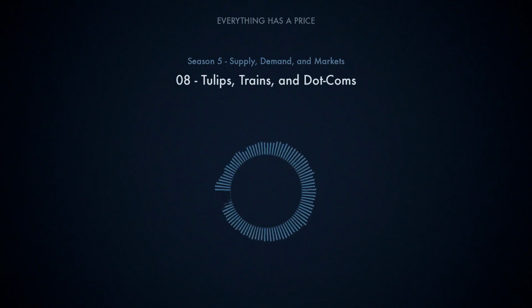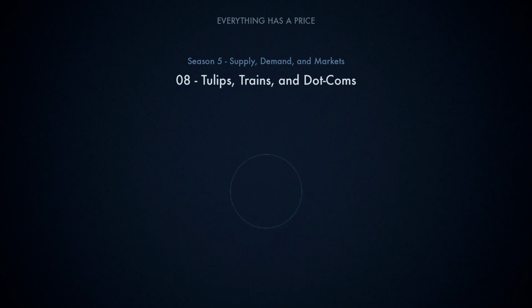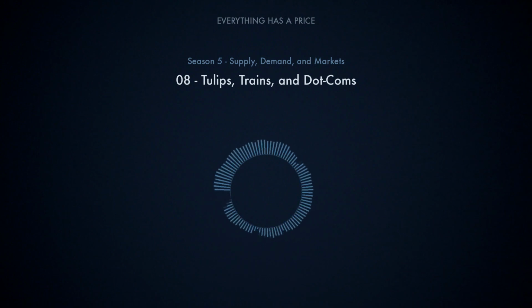But here's the interesting part. Unlike tulips, Railway Mania left something behind. A rail network that transformed the British economy. The lines that survived catapulted the Industrial Revolution.